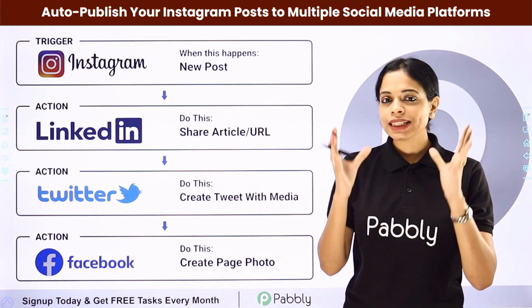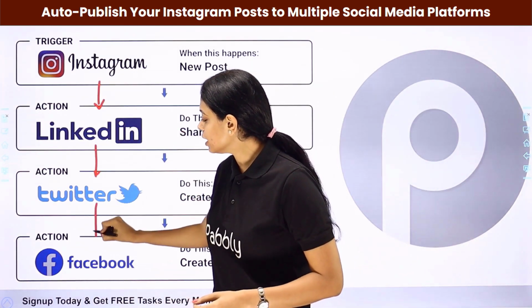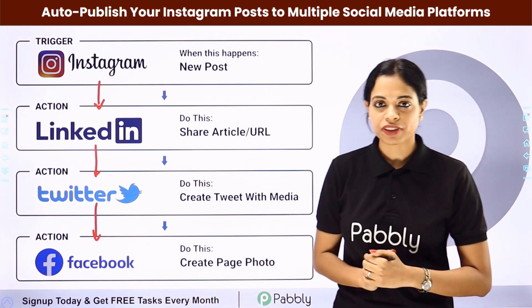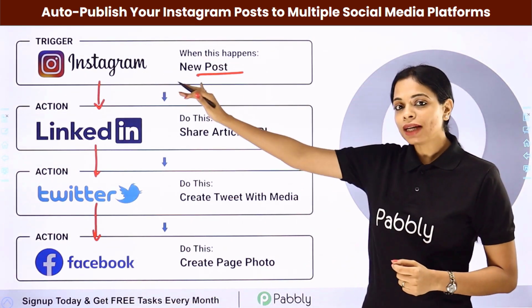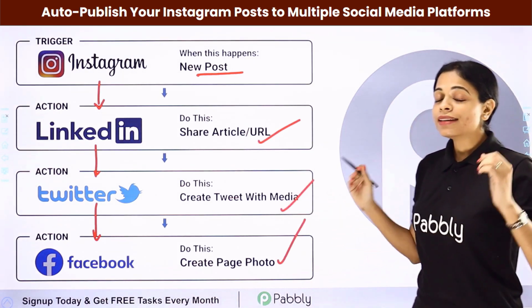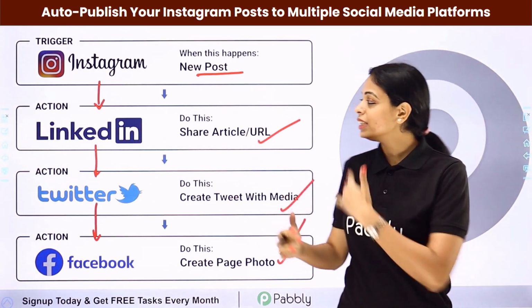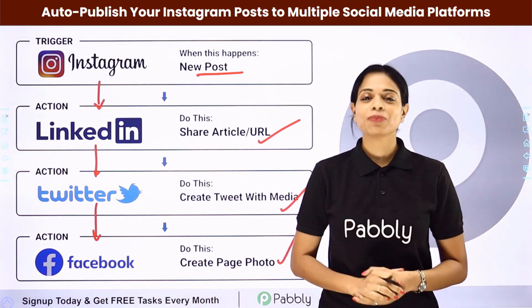For this, you will have to set up some integration between these applications, and the same thing can be done using Pabbly Connect software. So every time a post is created on Instagram, automatically it will be posted on LinkedIn, Twitter and Facebook group. Now, how can you do this yourself? Integrate and automate this entire process. To understand that, let me take you to my screen.